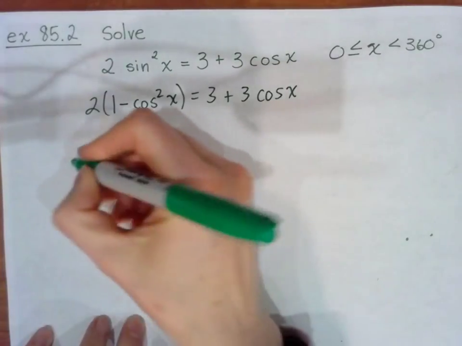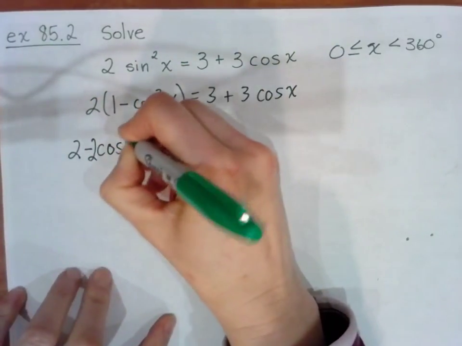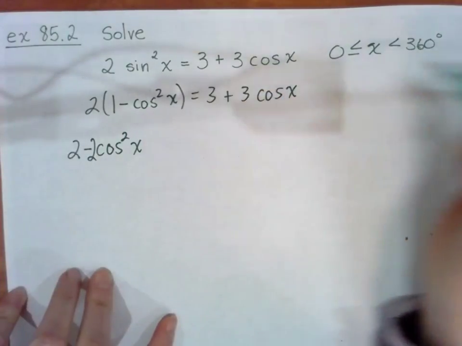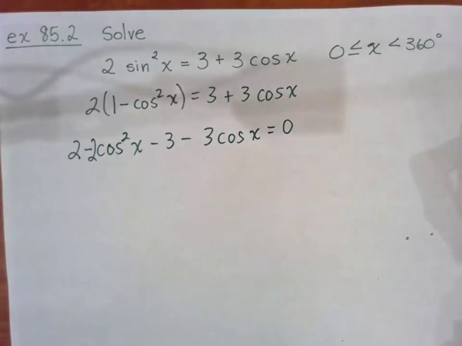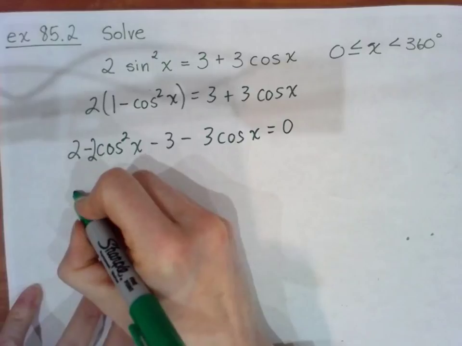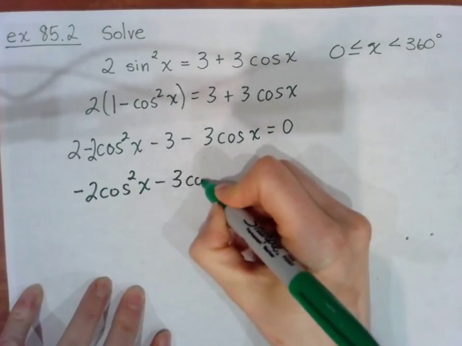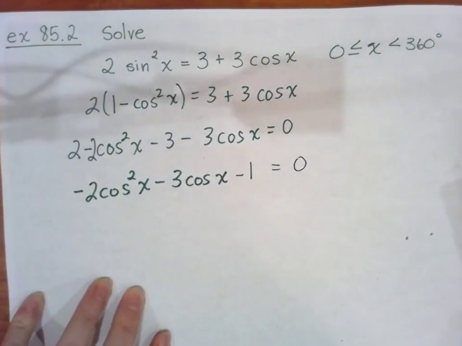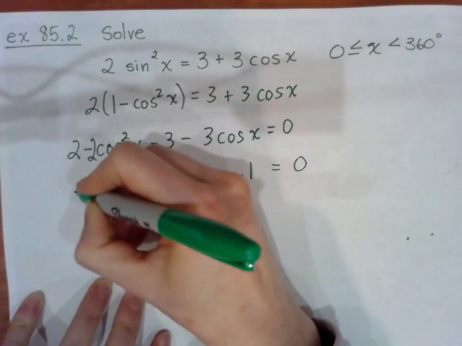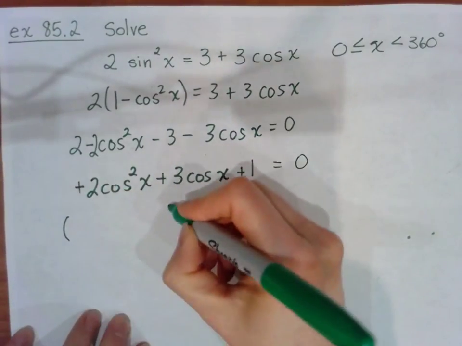Okay, so let's go ahead and distribute the 2. We'll have 2 minus 2 cosine squared x. And let's go ahead and just bring everything over. So we'll subtract the 3 and subtract the 3 cosine x. All right, so we'll have negative 2 cosine squared x, and then minus 3 cosine x, and positive 2 minus 3 is negative 1. And multiply everything by negative 1 so we can get a better coefficient in the front. And now let's see if we can factor that.